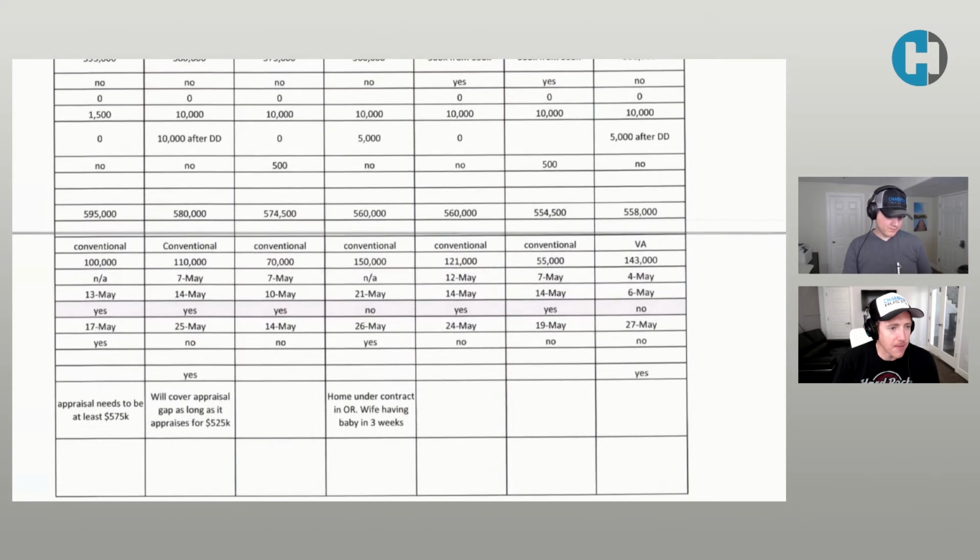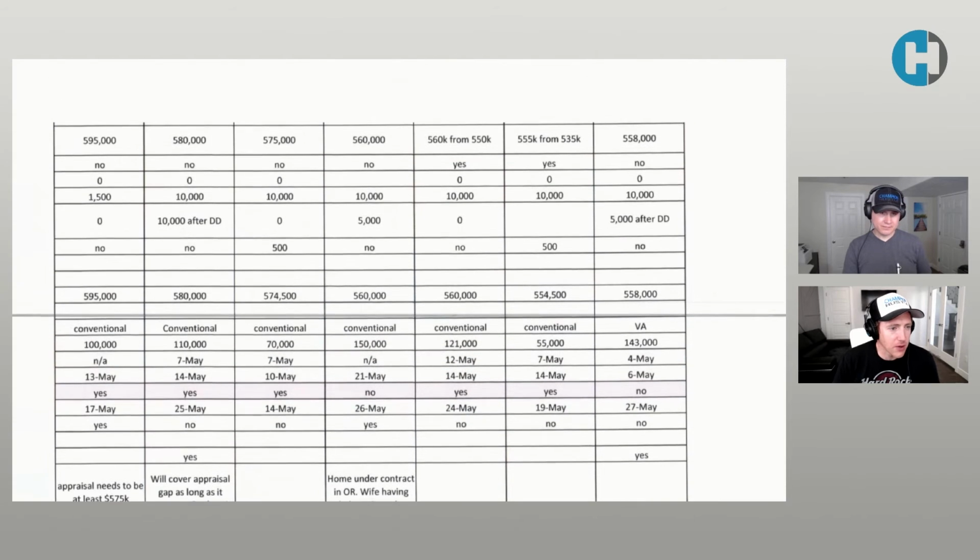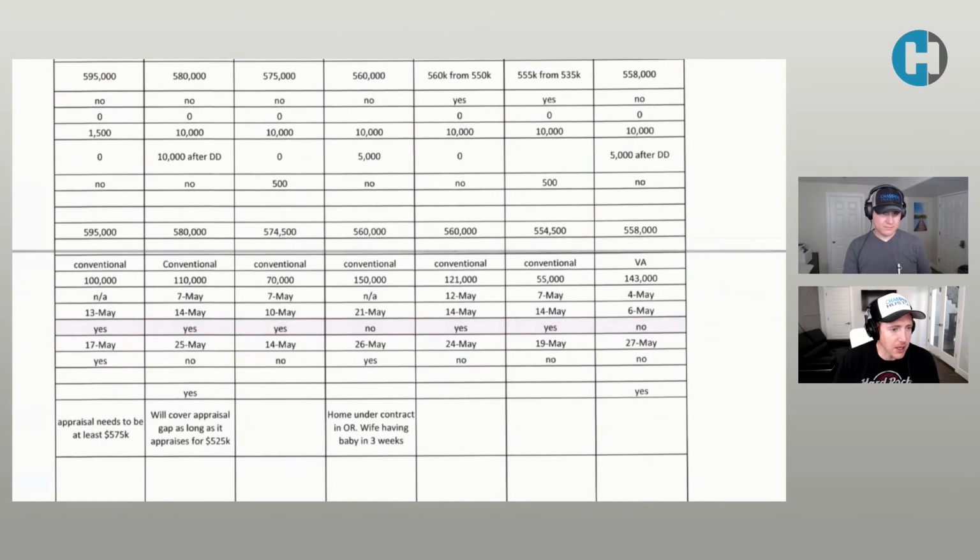Yeah. This one on here is interesting. The appraisal needed to be at least 575 for it to work for them. You can see the down payments on most of these are on par: 100, 110, 150, 120, 143 as far as what they're doing as a down payment. So that communicates a couple things. One is a level of financial stability, that they have that liquid cash to be able to put down.